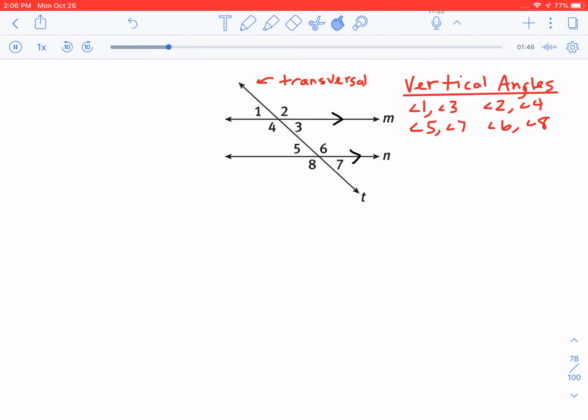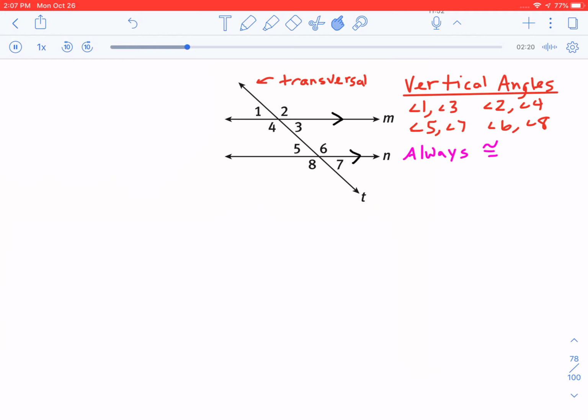It's this cross relationship, right? Like this here, the 6 and the 8. We say that those are vertical. And the other thing that we can say about vertical angles is they are always congruent. Vertical angles are always congruent. I want to use the symbol for congruent, but vertical angles are always congruent. So we should be very familiar with that relationship, and let's just go from there.